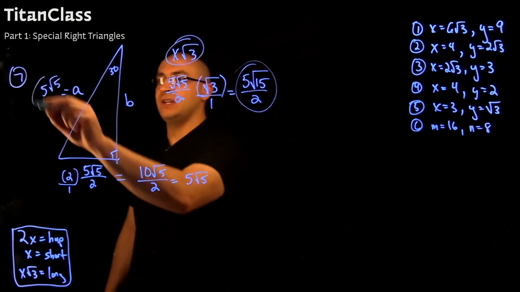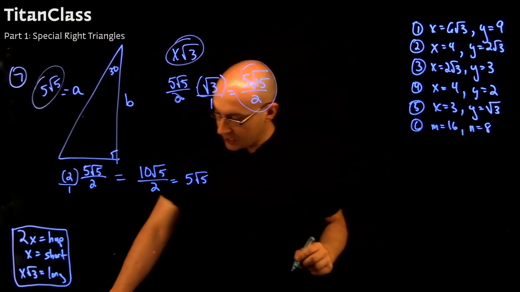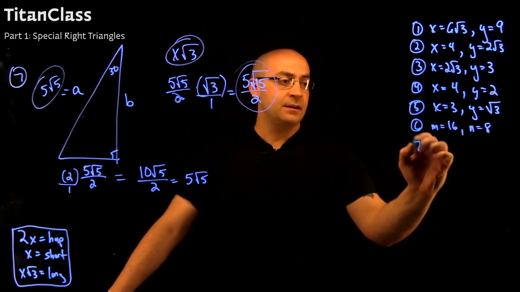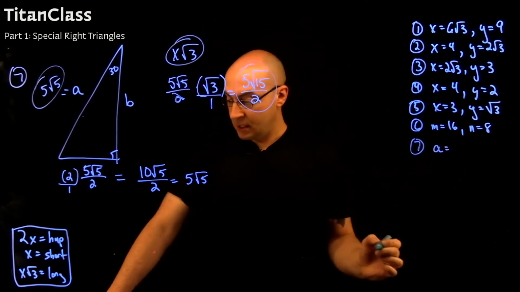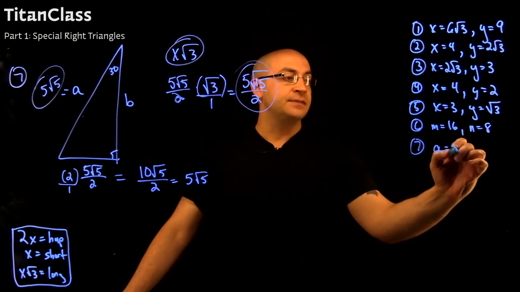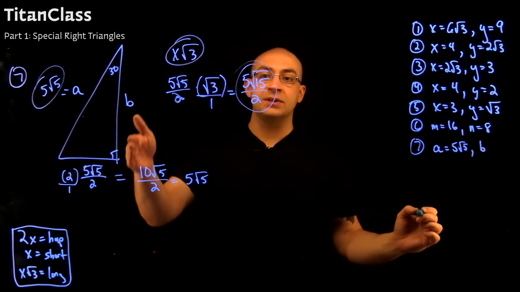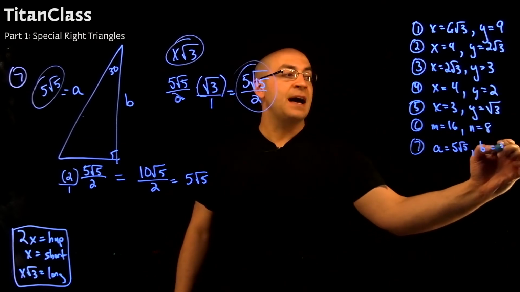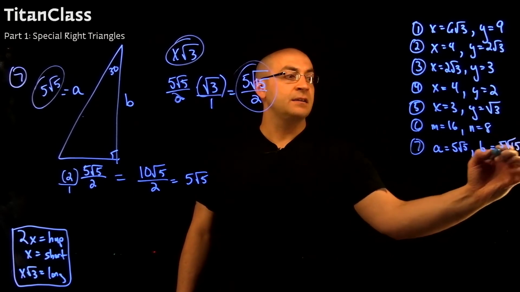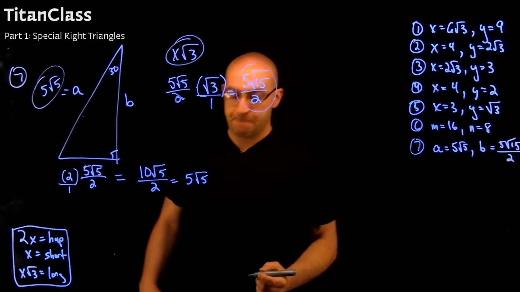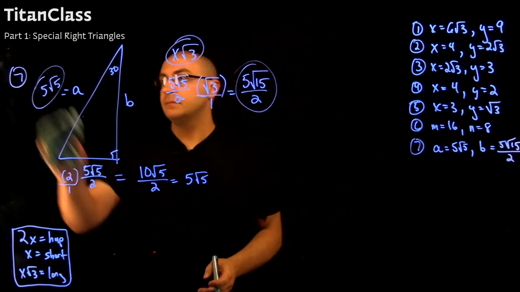So we've got a mess here, so let's try to clean it up a little bit. So A was our hypotenuse, and that is 5 root 5. B was our long leg, or our long side, and that is going to be 5 root 15 over 2. All right? That was a tricky one. Let's keep it moving.